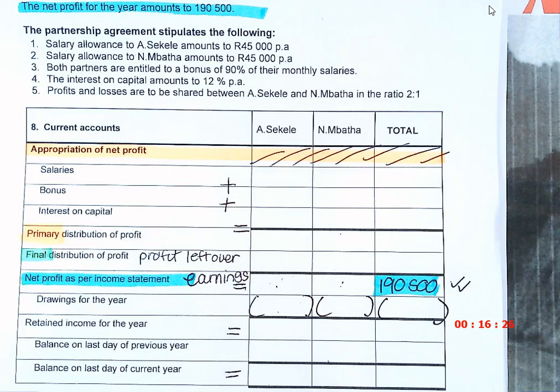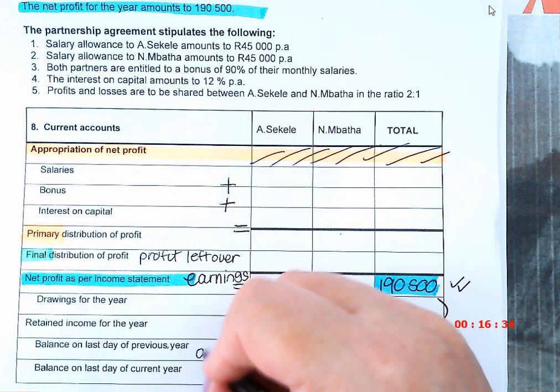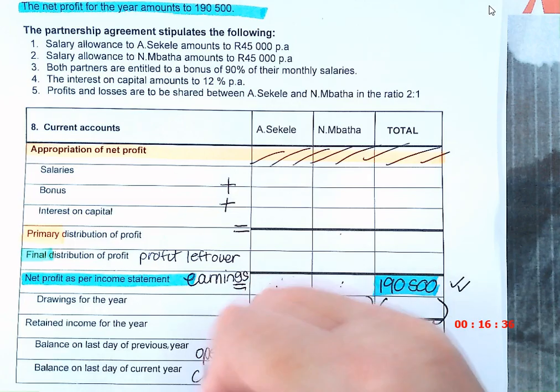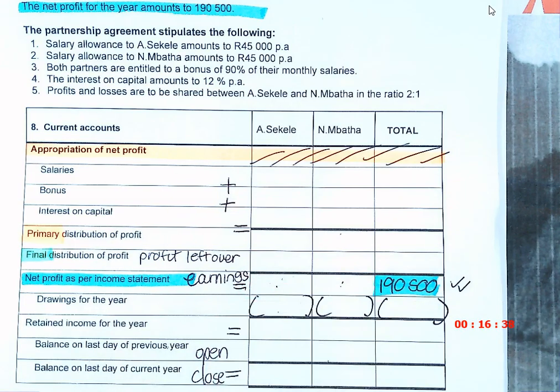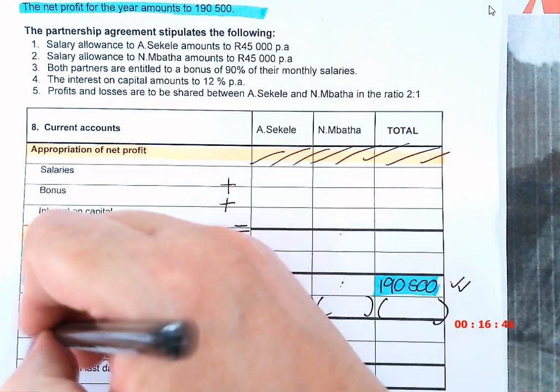Okay, now you see here they say balance on the last day of the previous year, balance on the last day of the current year. It's literally the opening and the closing balance. Of what? What is the note that we're busy with? We're busy with the current accounts. So this will be the current accounts.